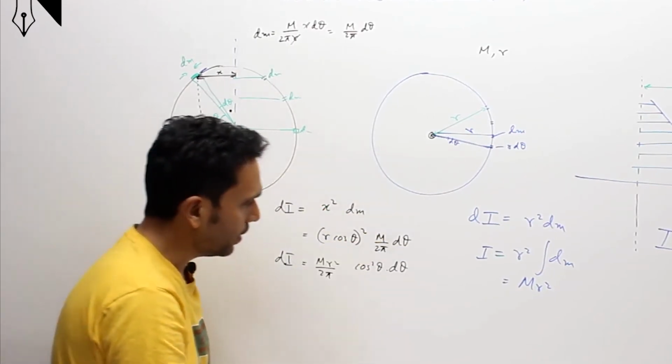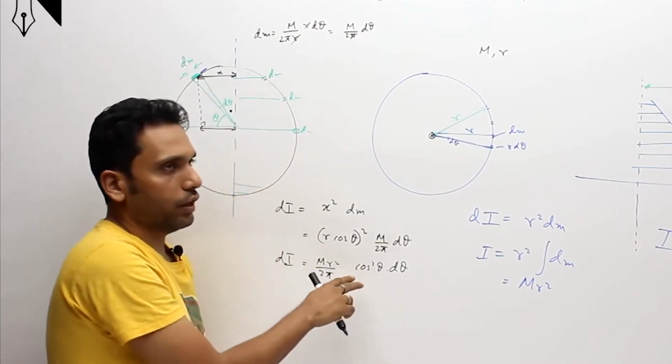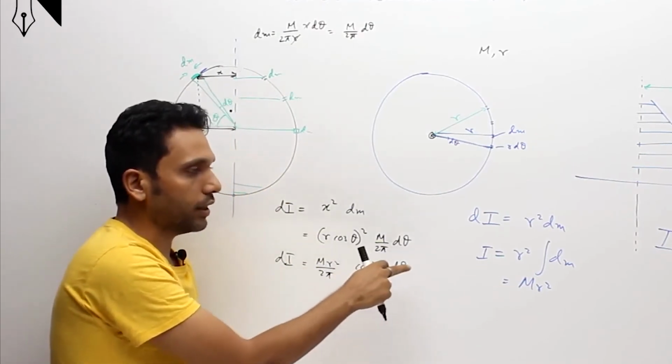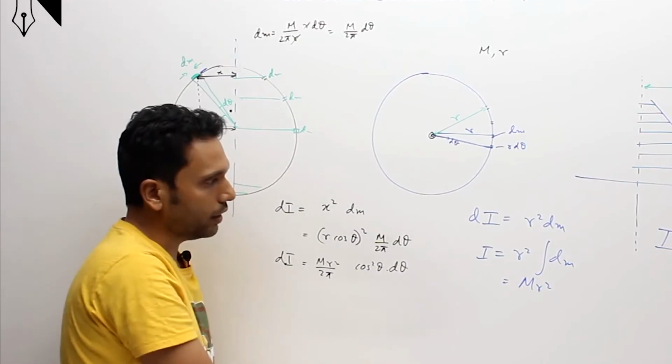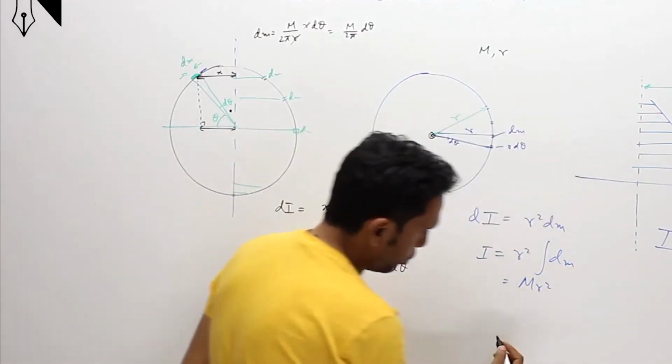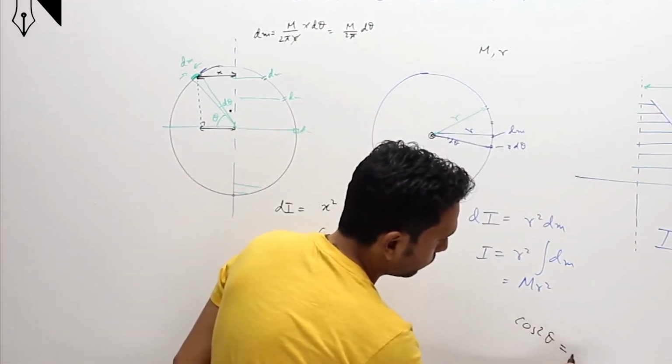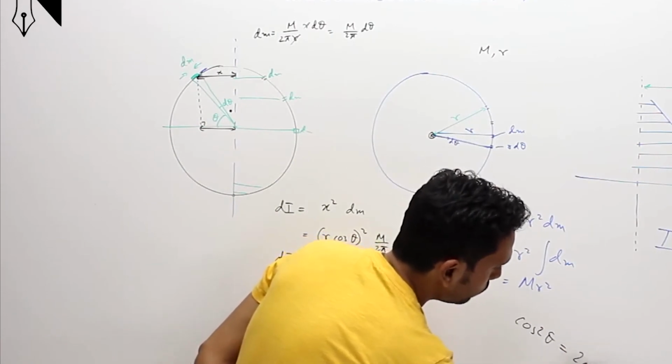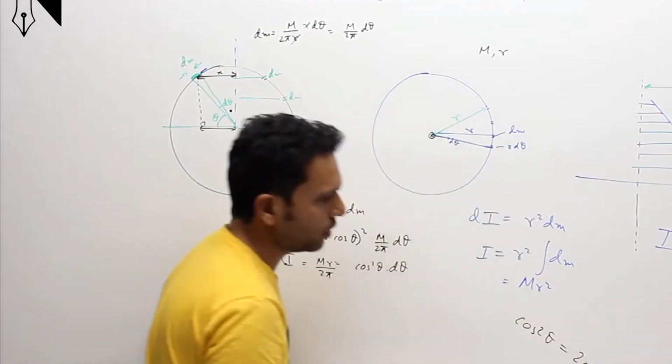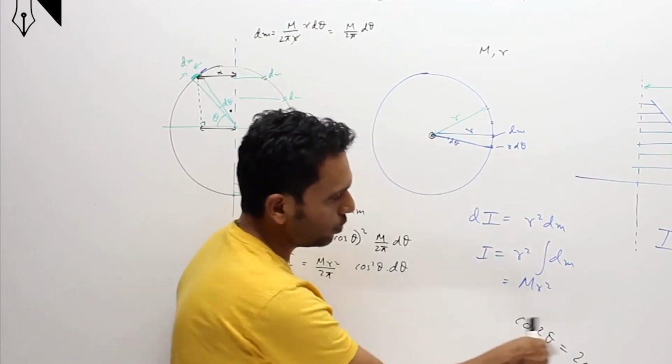and then integrating it. Now I hope you know that we don't have a formula for cos square theta, but we can change cos square theta to linear angles. So using what? Using cos 2 theta is equal to 2 cos square theta minus 1. So we have cos square theta equal to (cos 2 theta plus 1) divided by 2.